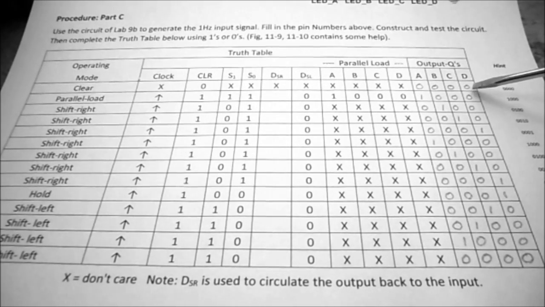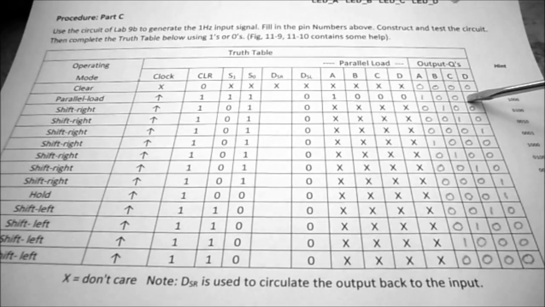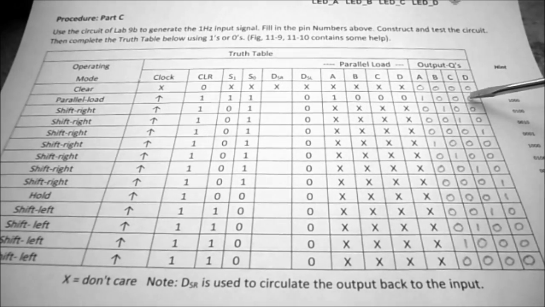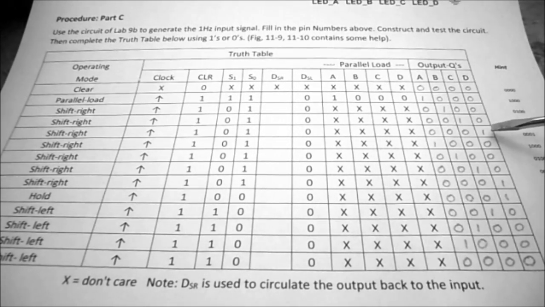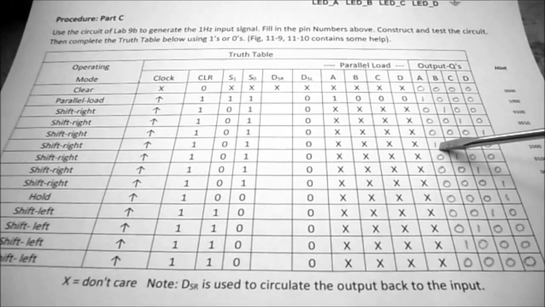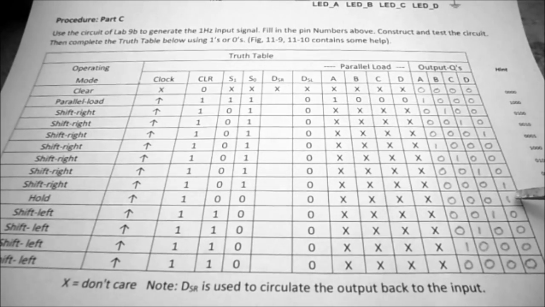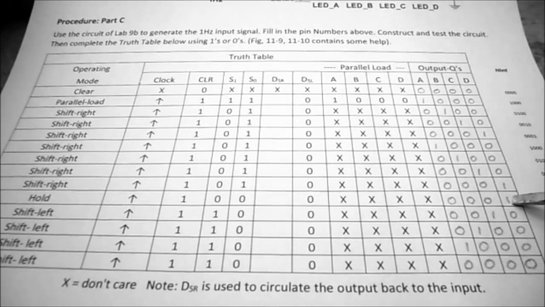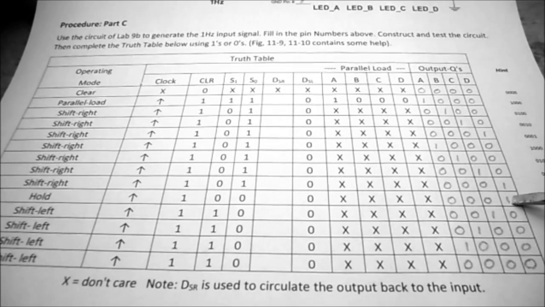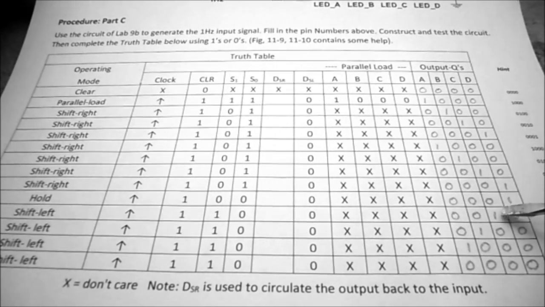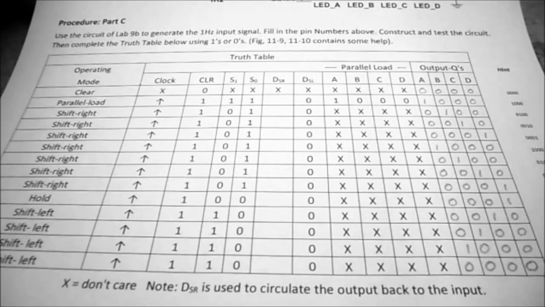So I've now filled in my truth table. When I cleared it, it was all zeros. When I did the parallel load, I had 1, 0, 0, 0. When I shifted it to the right, every clock pulse, it moved over one position, and then it recirculated in and continued to move over one position. I did hold it when it got to the last or rightmost position, and then I had it shift left. So then it started on each clock pulse to shift left, and then on the final shift, all zeros were on my outputs.